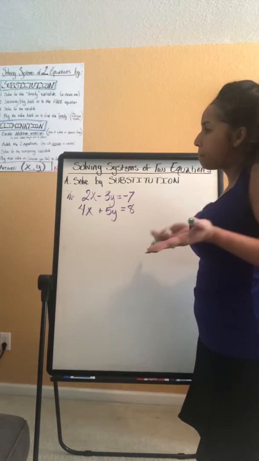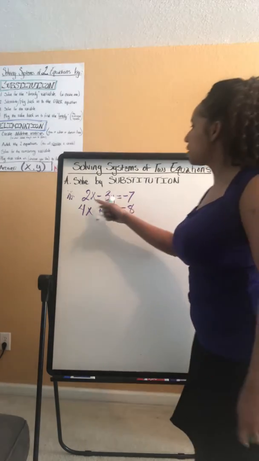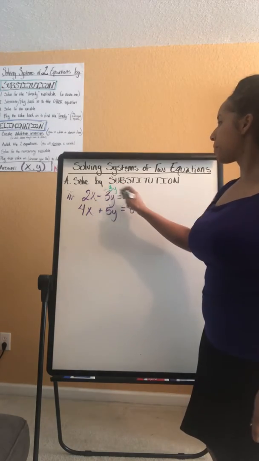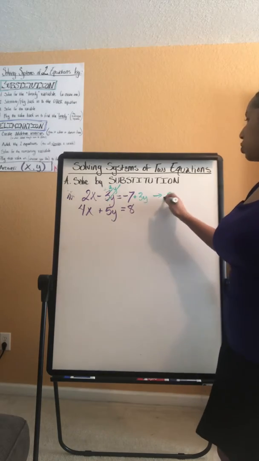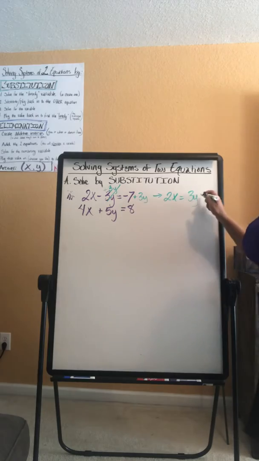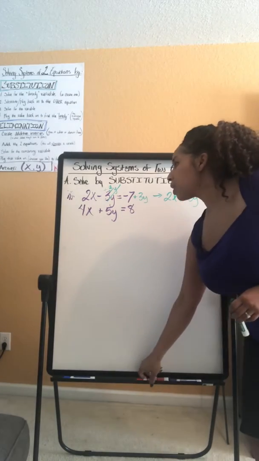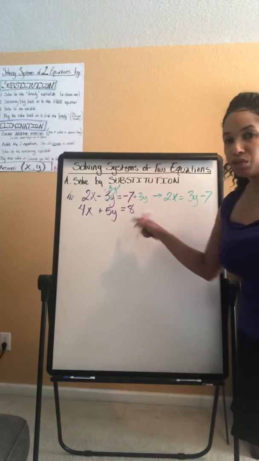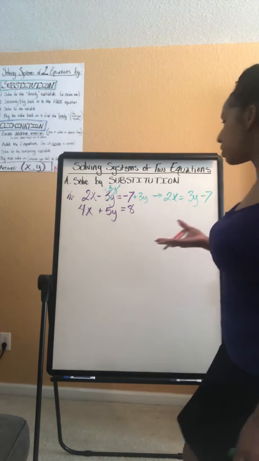I'm going to solve for the top x. Why not? So if I solve for the top x, I would add 3y, and I would have 2x equals 3y minus 7. Okay, again, I'm trying to solve for one of the variables. I chose x. Now, whatever you choose, it should still work out. As long as your math is right, we should all get to the same answer at the end.